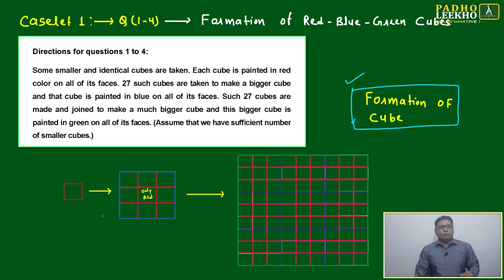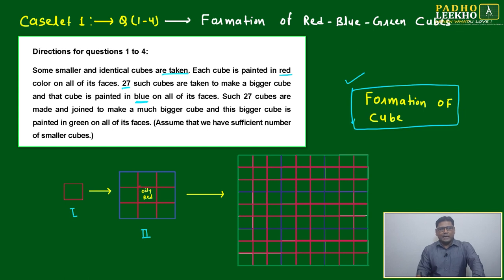One to many, one cube to many cubes. How many depends on the information in the case let. Some smaller and identical cubes are taken. Each cube is painted in red color on all its faces. This is your first step. Then 27 such cubes are taken to make a bigger cube, and that cube is painted blue on all its surface. This is your second step.